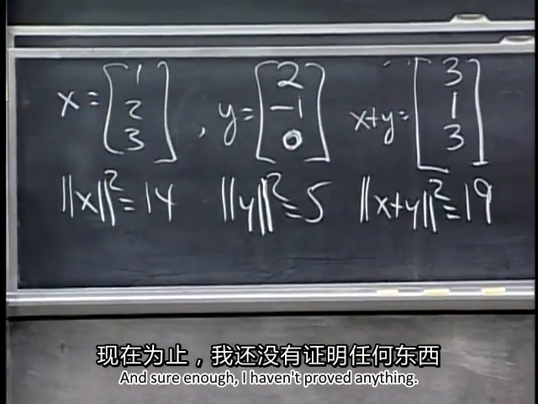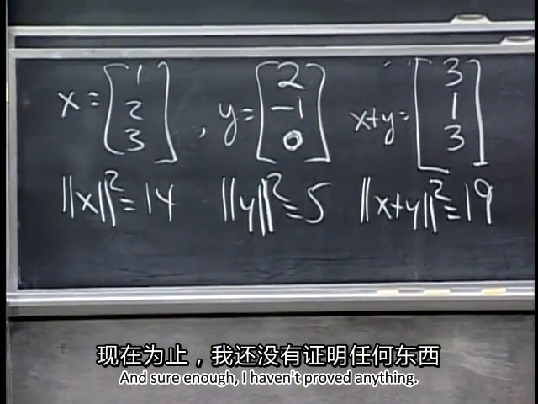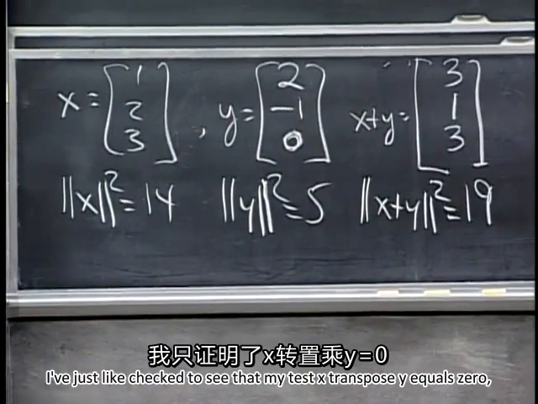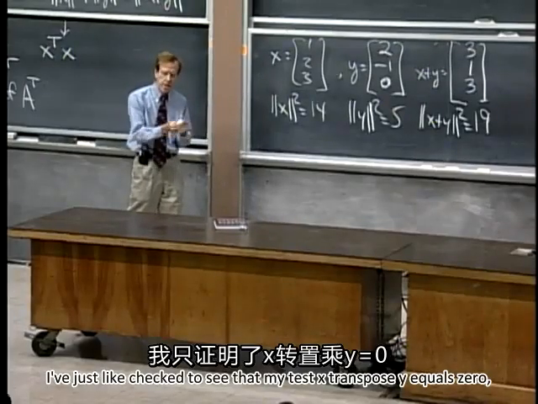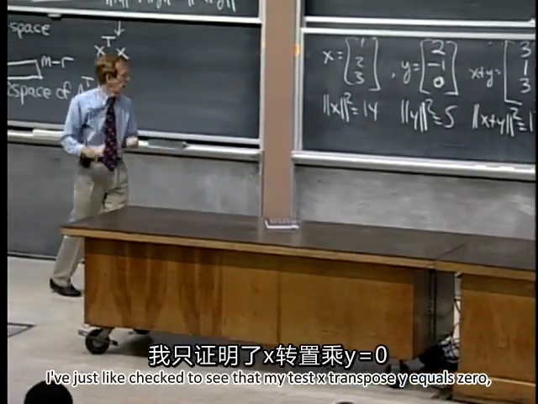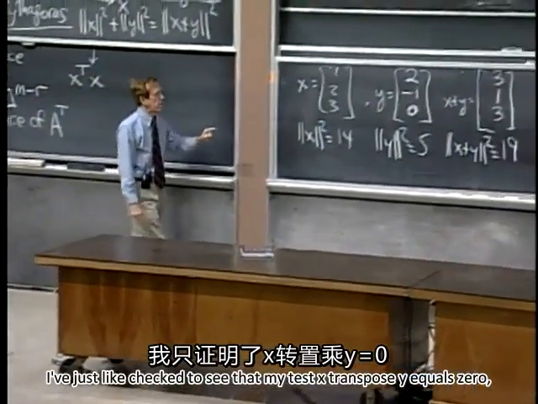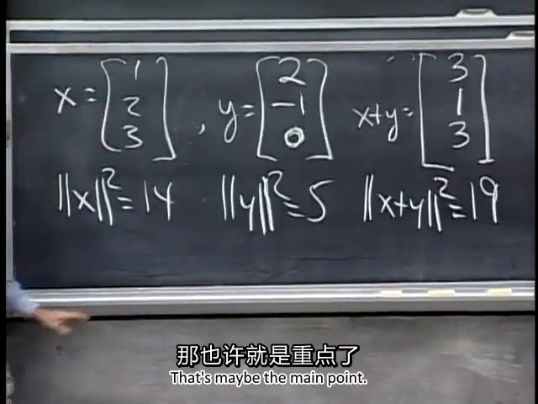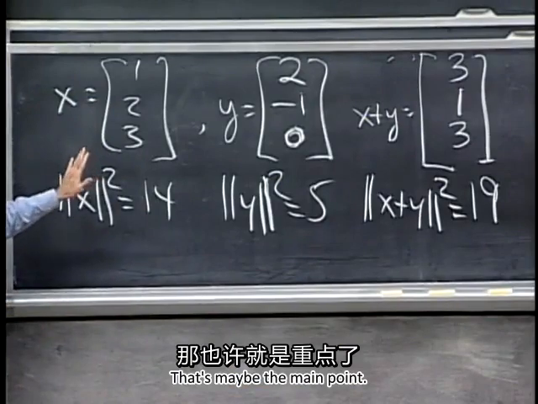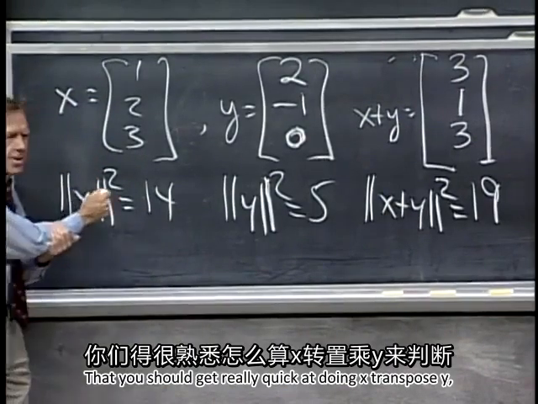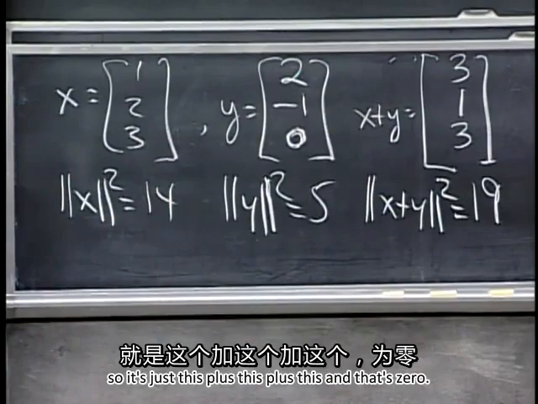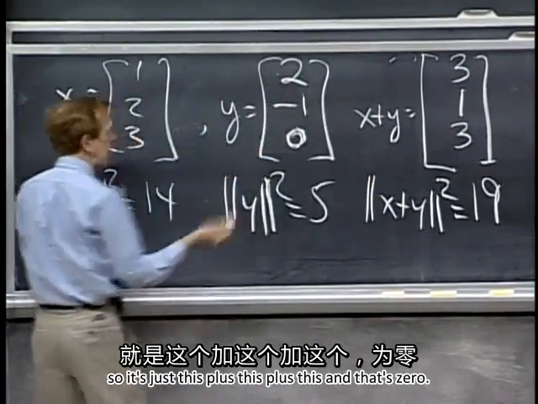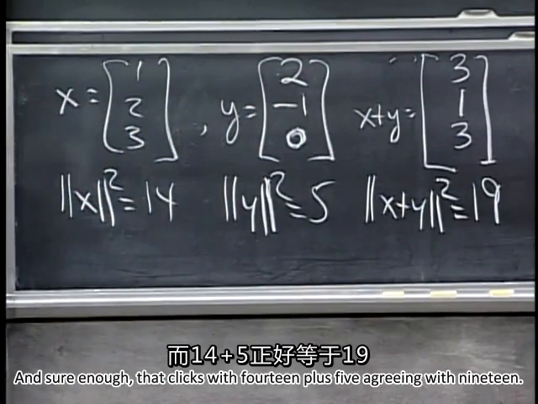And sure enough, I haven't proved anything. I've just checked to see that my test x transpose y equals 0, which is true, right? Everybody sees that x transpose y is 0 here? That's maybe the main point, that you should get really quick at doing x transpose y. So it's just this plus this plus this, and that's 0. And sure enough, that clicks with 14 plus 5 agreeing with 19.